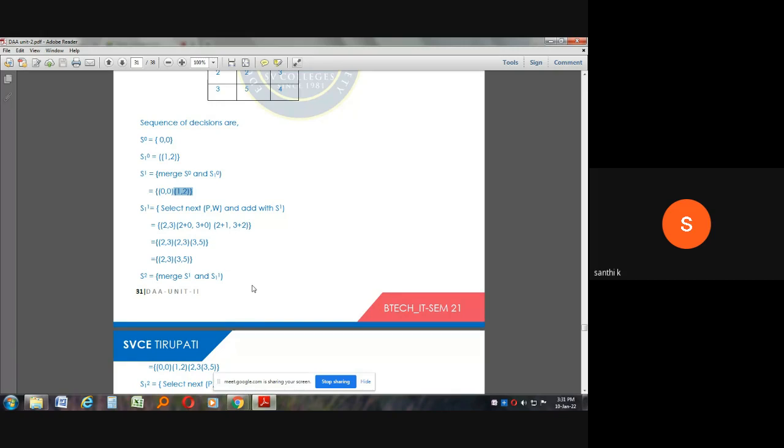As we are not placing the second object, there is no need to subtract its profit and weight. So 1, 2 లో నుంచి నేను second object యొక్క profit ని weight ని subtract చేయవసరం లేదు, as I am not placing that second object. So the value will not be changed. So we have the value 1, 2.